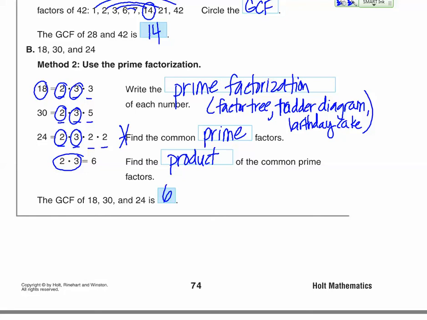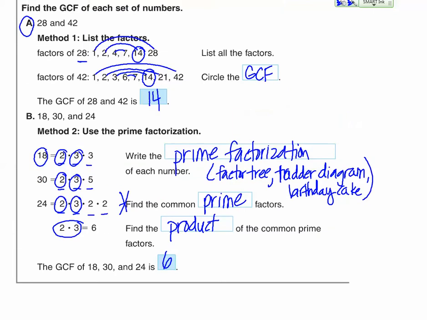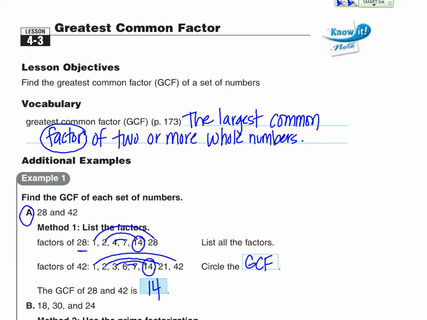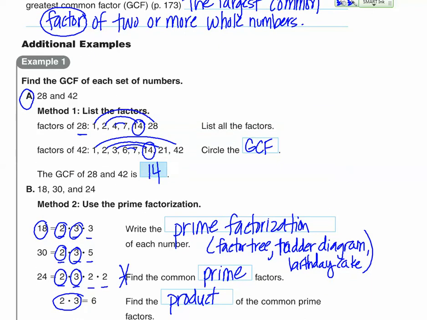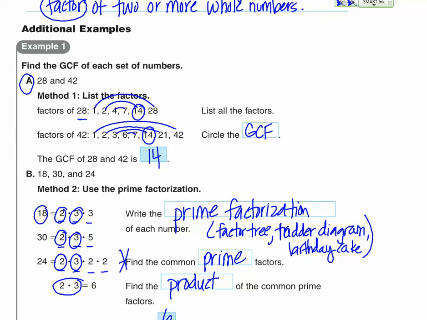So Panthers, we've got a little space up here. I want to show you a method that I really like. I think it's one of the fastest methods. It kind of combines the birthday cake method, but does it all in one.